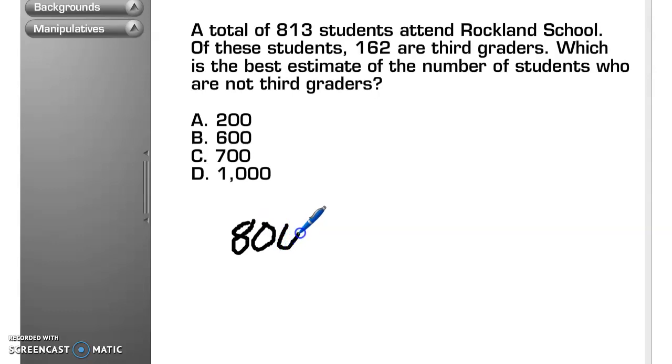Next, we're going to take 162 and estimate it and make it into the nearest hundred, which would be 200. When we subtract these two, 800 minus 200, we would be getting 600. So that is our answer.